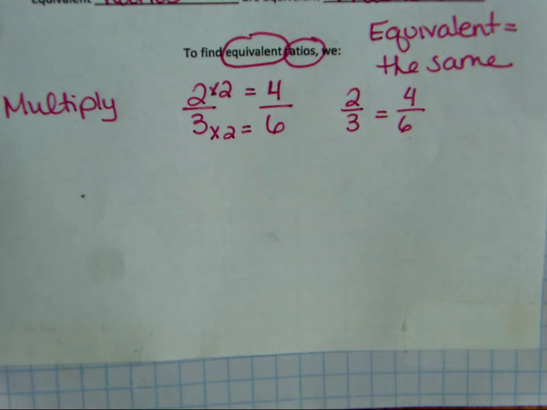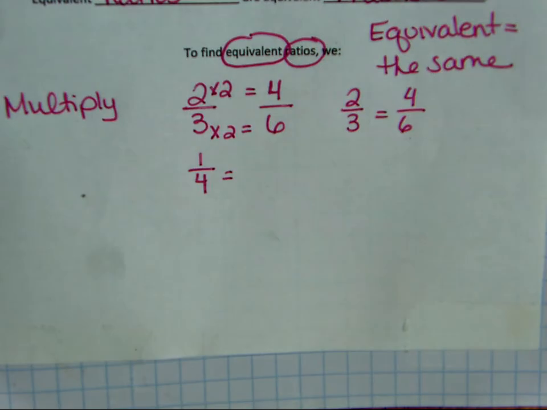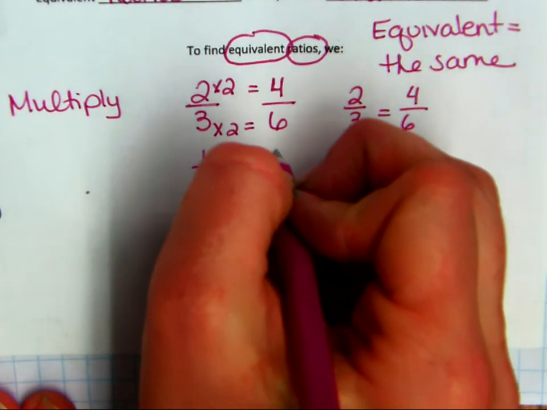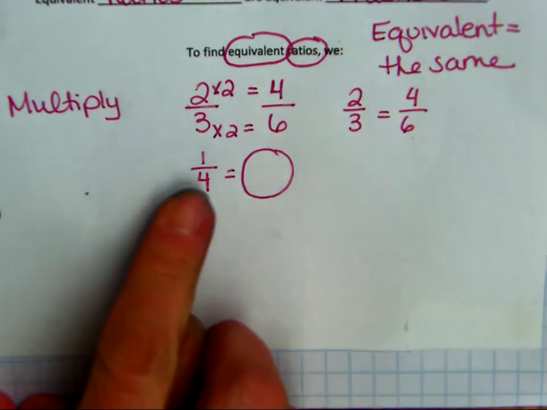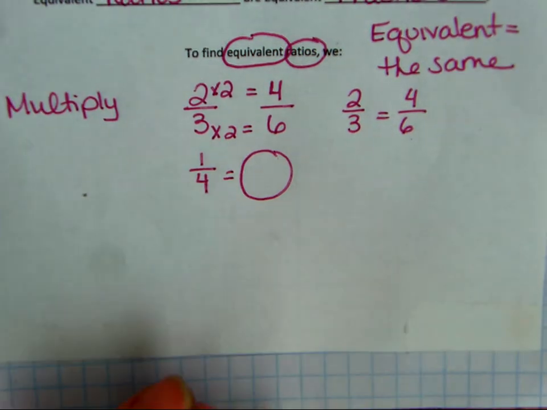You could also do this by, if I were to give you a ratio and I were to say, okay, I want you to find an equivalent ratio to that one, you could do the same thing. All you would have to do is find a number that you multiply the numerator and the denominator by, and that would give you an equivalent one. So, Miguel, can you help me with this one?